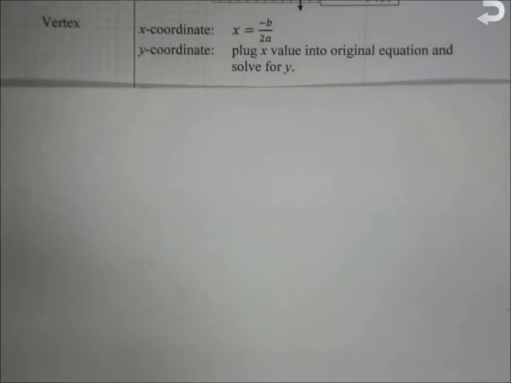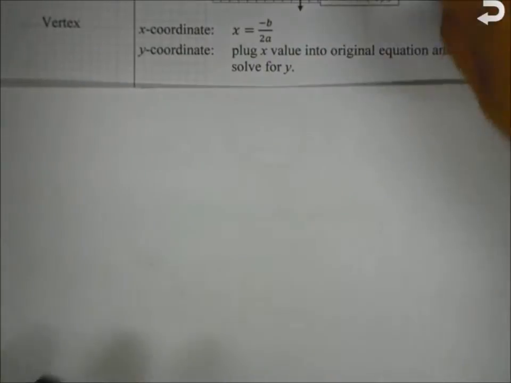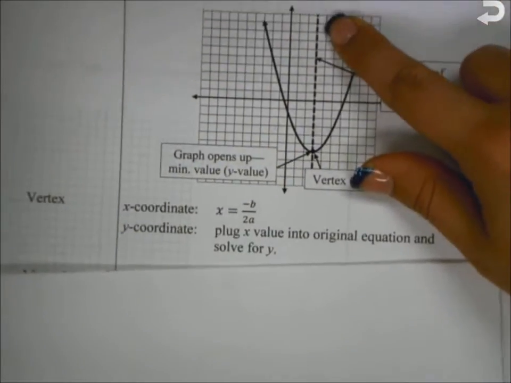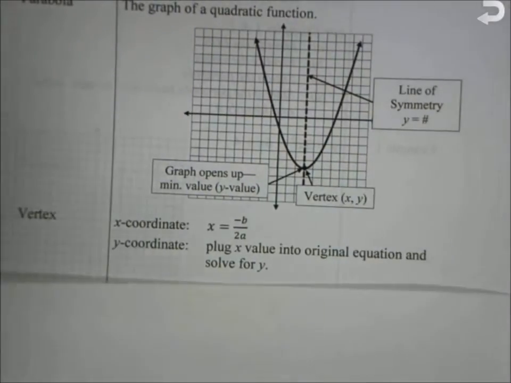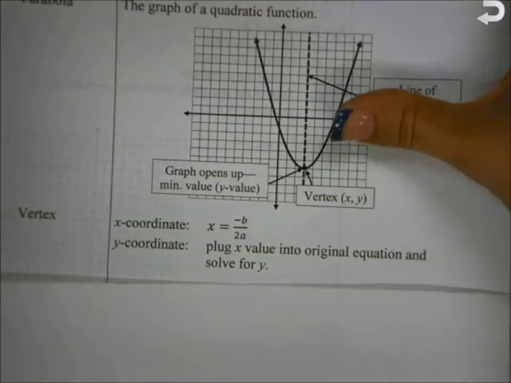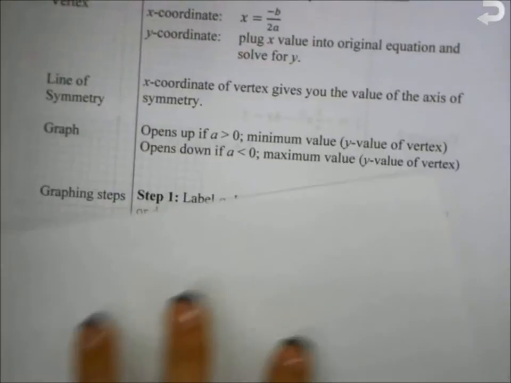Now our line of symmetry, if you look at the graph, runs straight through the vertex, because the vertex is either the lowest point or the highest point on the graph. So our line of symmetry runs straight through the vertex because everything through that point is going to be symmetrical. So how do we find the line of symmetry?